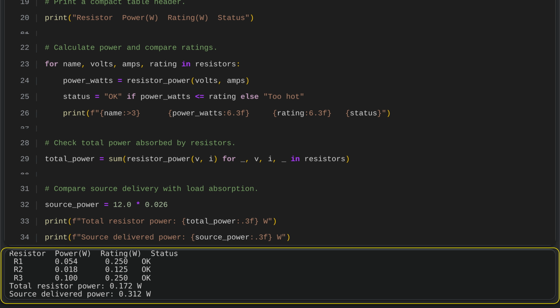The script checks whether each resistor is operating within its power rating. It calculates power from voltage times current, compares each result with the resistor's limit, and reports whether it is safe or overheating. It also adds the total power absorbed by the resistors and compares it with the power supplied by a 12-volt source at 0.026 amps, giving a concise overview of both component status and overall power balance.